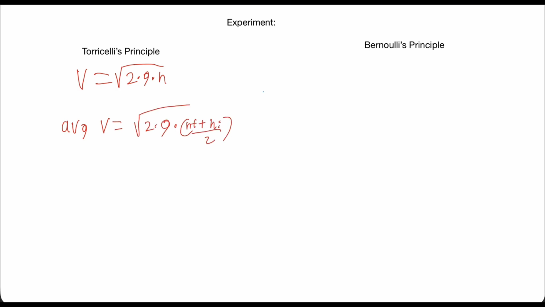The theory from this lab comes from two principles, Torricelli's principle and Bernoulli's principle. Torricelli's principle states that the velocity of a fluid equals the square root of 2 times gravity times height. We want the average velocity, which equals the square root of 2 times gravity times the average height.